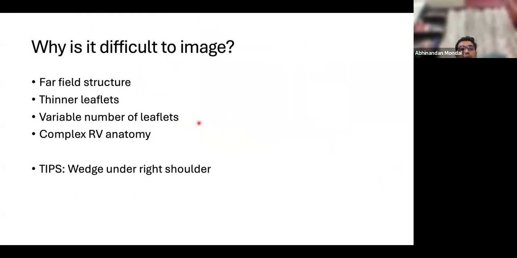So why is it difficult to image? It is a far field structure. They have thinner leaflets, there is a variable number of leaflets, and the RV anatomy is complex. So always remember, if you are planning for any tricuspid valve examination, always keep a wedge under the right shoulder. That will give you a better image of your tricuspid valve, because it will make the heart more aligned with your TEE probe.